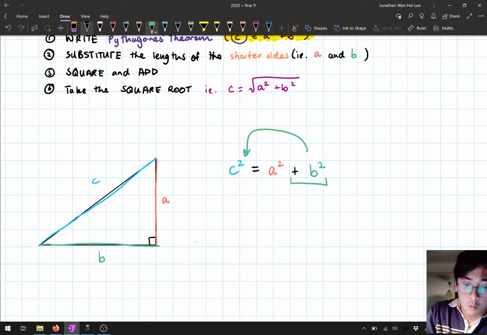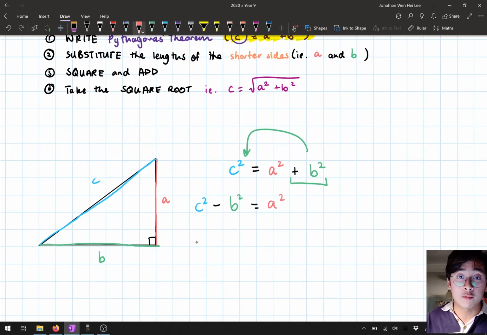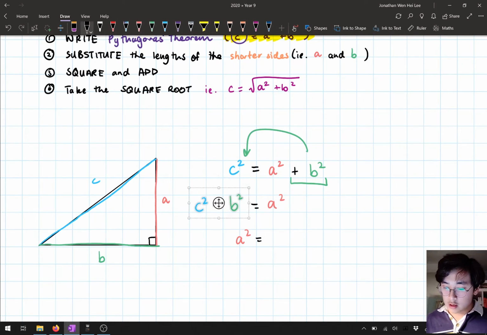So here, I'm going to have C squared minus B squared is equal to A squared. And I'm just going to rewrite it with A squared on the left hand side. I'm just going to rewrite this, and boom, here we go.